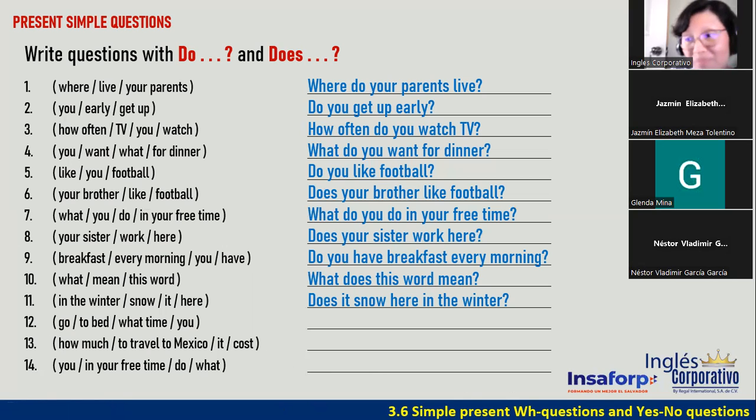Number 12. Do you go to bed? What time do you go to bed? Ahí está, okay. Los dos se complementaron ahí. What time do you go to bed, right? What about number 13?